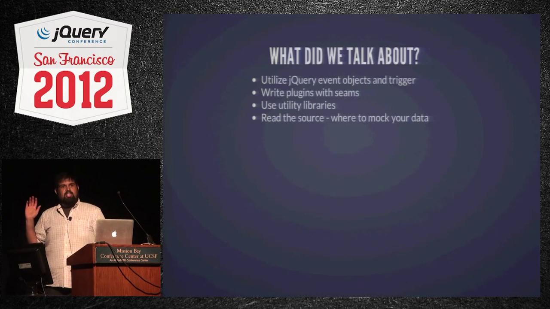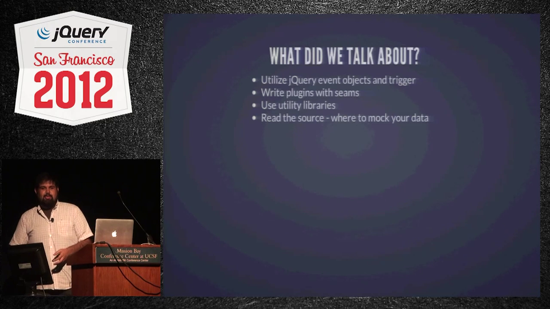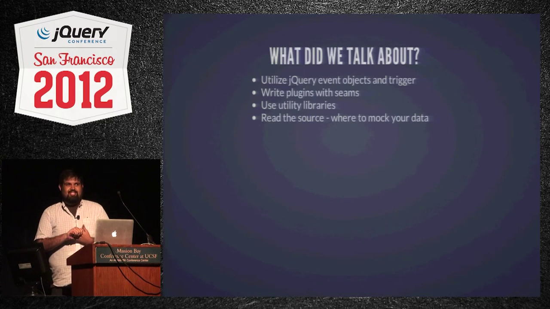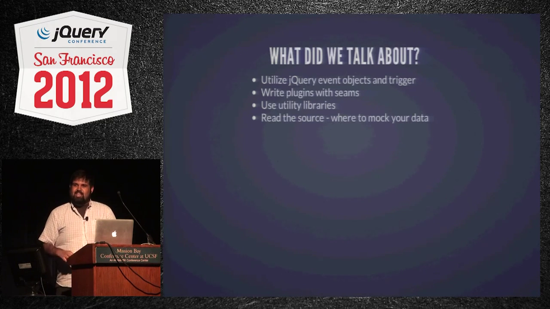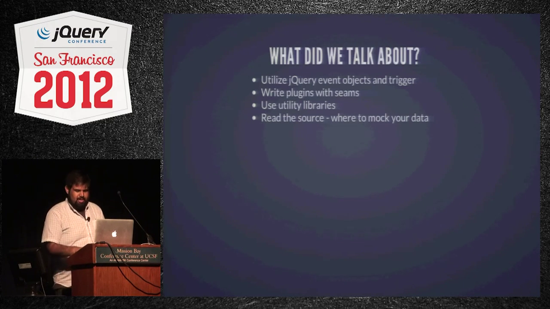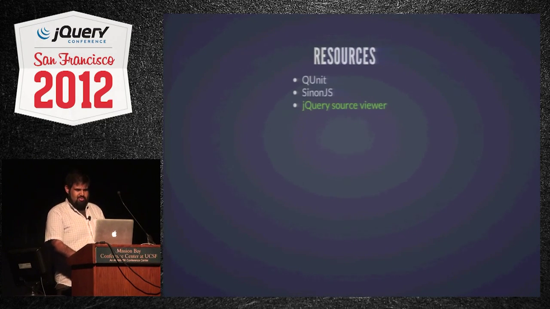There's a lot of utility libraries. I have some resources. Sinon.js is the one that I use most regularly. There's also jQuery Mockjax, which is a mocking library that has the same interface as jQuery's Ajax itself. Also, read the source. Some of it's crazy and you don't have to understand it, but a lot of good places where you can put your mock data come from there. So these are the resources.